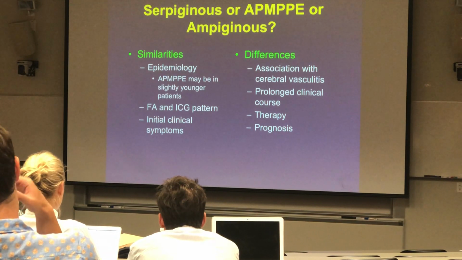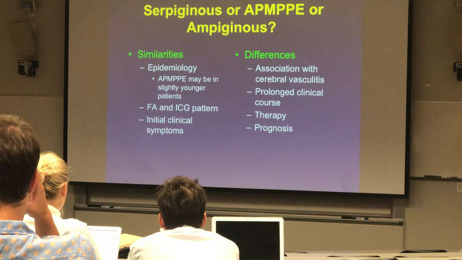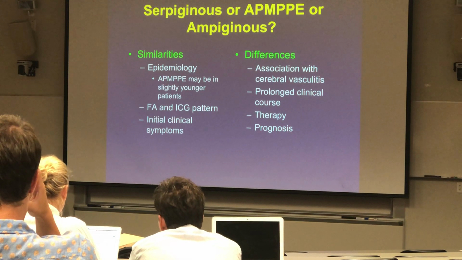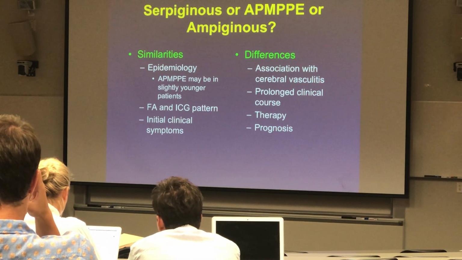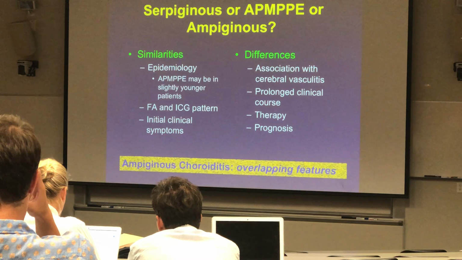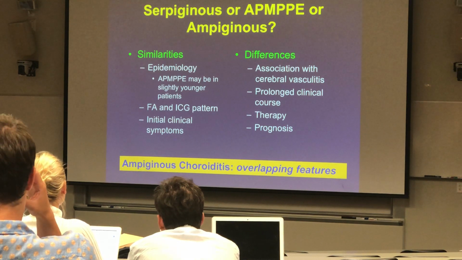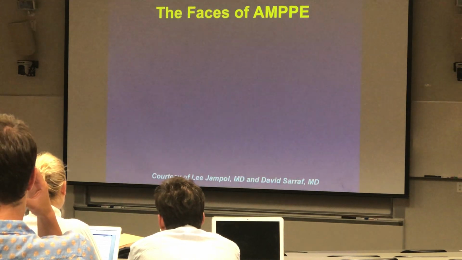The prolonged clinical course. Which one has a prolonged clinical course? Serpiginous, because MP usually disappears. The therapy and the prognosis are also quite different between the two, and that's why we take the time to learn them. So impingement choroiditis is when you have overlapping features, not completely too long, not completely too short, and yet it's still progressing.